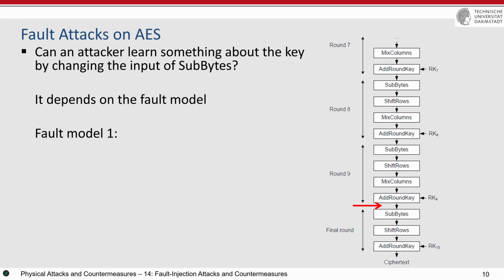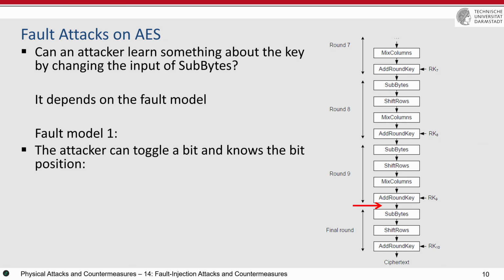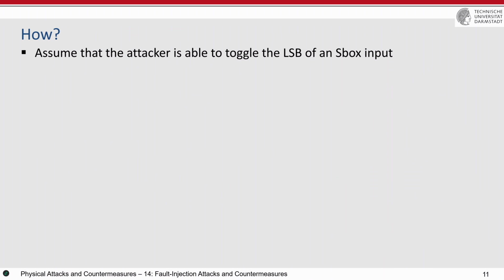In the first fault model, we say that the attacker can toggle a bit and knows the bit position. For example, just the LSB, just a single LSB. If the attacker is able to do that, actually the key can be recovered. Now, how? In this scenario, we assume the attacker is able to toggle just the LSB of an SBox. Just the first SBox of the last round, the LSB, the first bit of the SBox input, you toggle it. It means that you don't know whether you change it to 0 or 1, you just know that you toggle it.